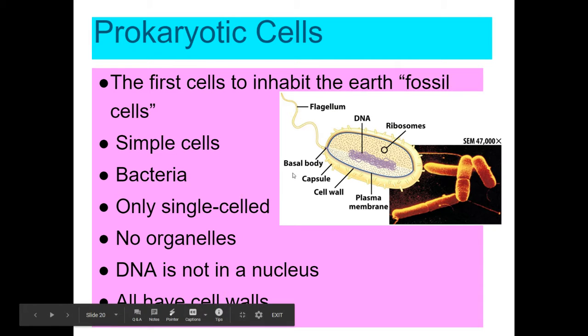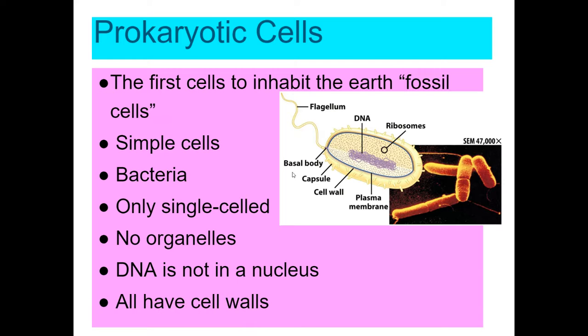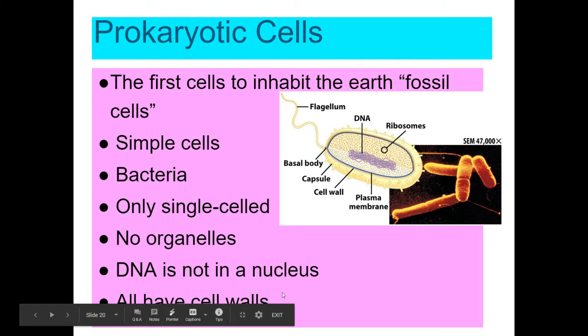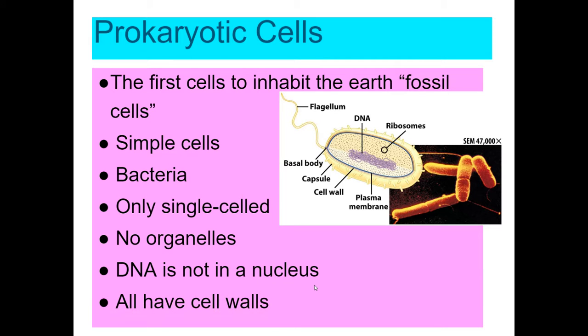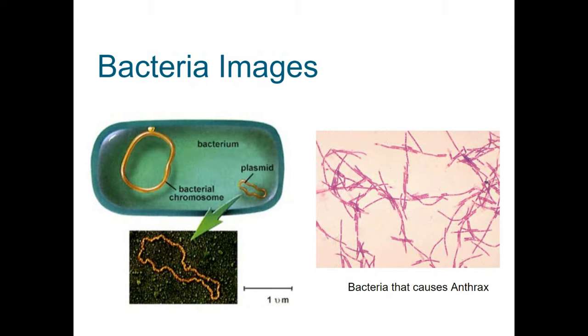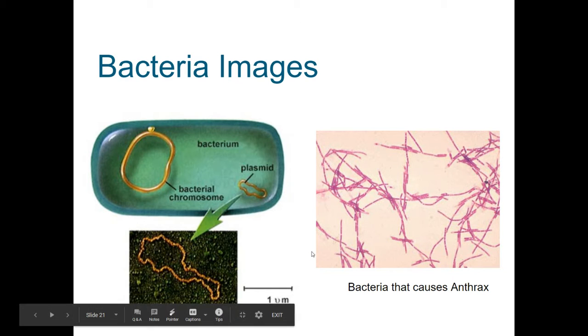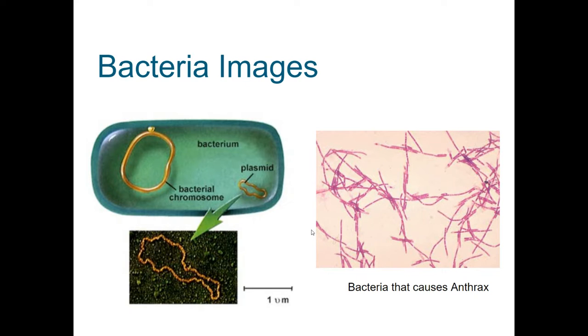All bacteria have a cell wall, and depending on the type of bacteria, the cell wall may be made up of a complex chemical called peptidoglycan. We're going to learn about that when we get further into our study of bacteria. So these are some bacterial images. Again, they are very, very simple cells and very tiny cells.